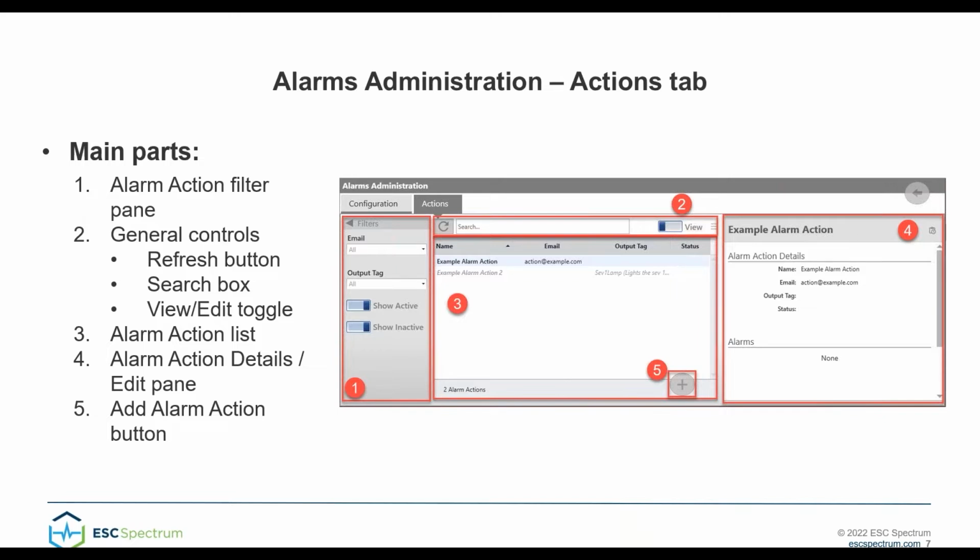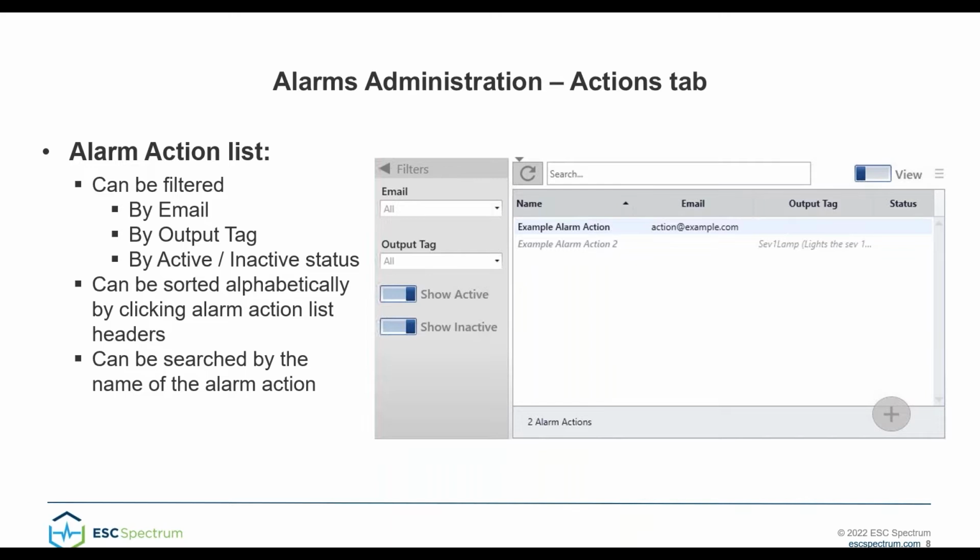And then, as with most of these pages, there's a view to edit toggle switch. So you can go into all these pages and click around and view around without fear of actually clicking and editing anything. You do have to switch that to edit to be able to change things. And then the middle grid is your listing of existing alarm actions. And then down at the bottom, the little plus add button allows you to add a new action to that list. And then your right-hand pane there, number 4, is the actual details of that alarm action that you've selected in the middle.